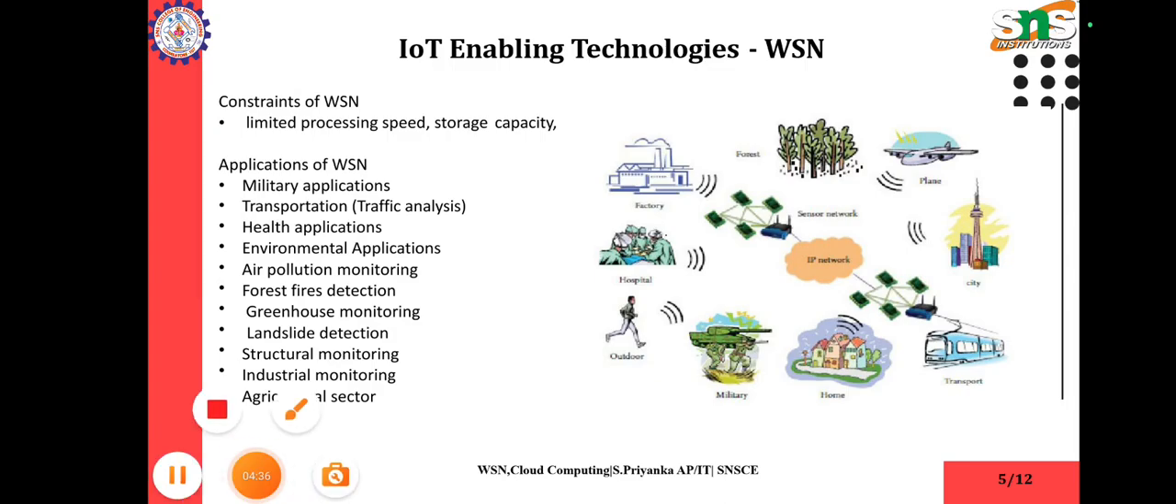Next is air pollution monitoring, which is mainly used to avoid polluted air. Next is forest fire detection, which is mainly used to detect fires that have taken place in the forest. Next is greenhouse monitoring and landslide detection, detecting a landslide whenever it has occurred. Structural monitoring, industrial monitoring, and finally the agricultural sector. It is used in the agricultural sector.